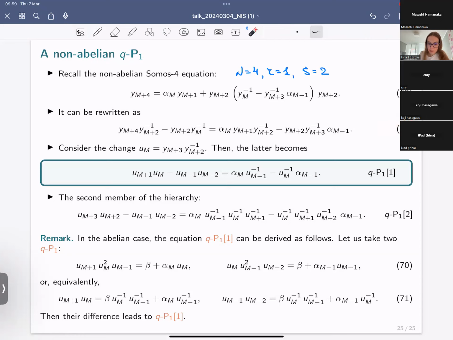69. Then it's easy to see that we can introduce a new variable u sub m, and then this equation takes the following form, that we call the non-abelian Painlevé-1 equation. And in particular, the second member of this hierarchy is given by this identity.